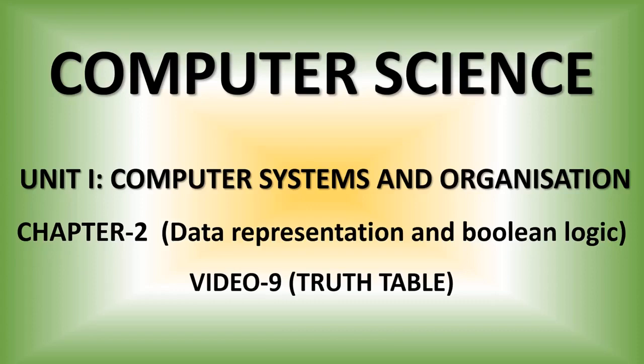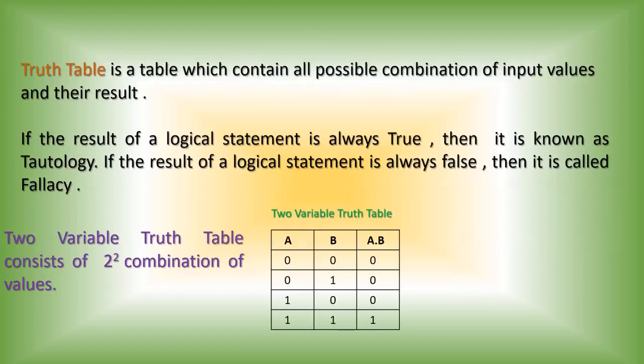Welcome all of you. Here I am going to discuss the next topic, truth table. A truth table is a table which contains all possible input values and their result. It is a table which contains all possible combinations of input values and their results, stored together in table form. That is your truth table.